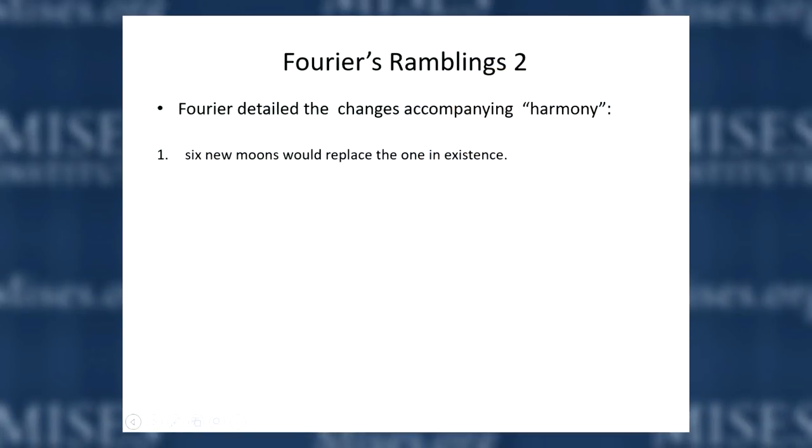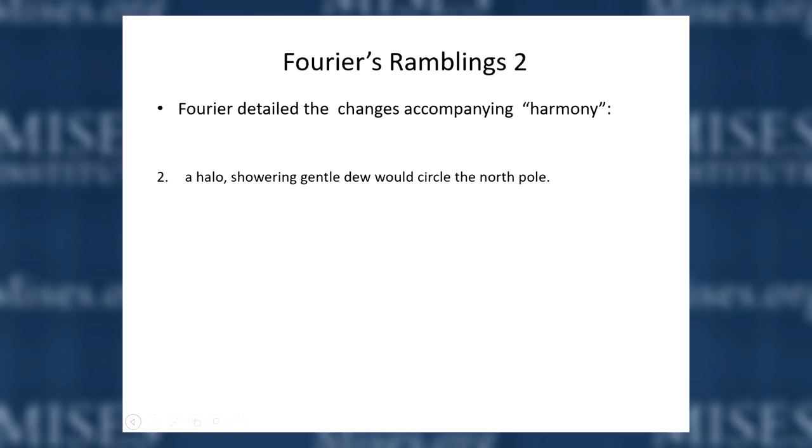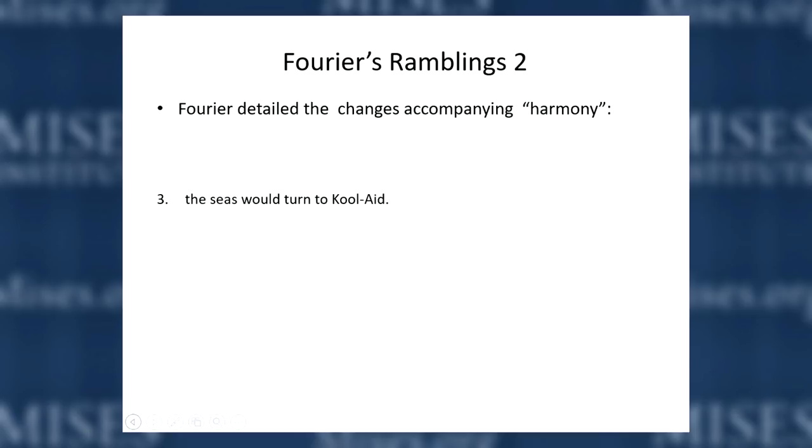So when you reach this stage of harmony, there'd be six new moons replacing the one in existence. A halo would surround the North Pole, and it would shower dew on the Earth. The seas would turn to Kool-Aid, okay? It's some kind of a juice. I've looked at a few books, and they say Kool-Aid. I don't think Kool-Aid existed back then, unless he invented it.